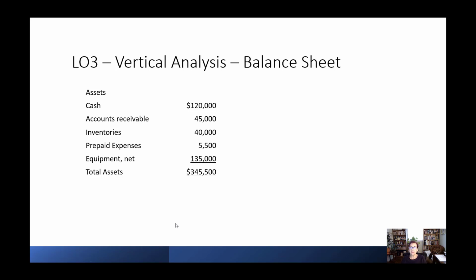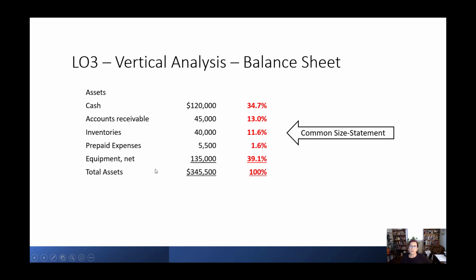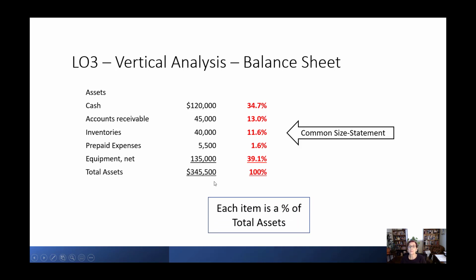So vertical analysis works differently depending on whether you're looking at a balance sheet or an income statement. So let's look at both of them. This is the top half of our balance sheet, a simple balance sheet. It shows our assets. And we're going to look at the vertical analysis. Now, vertical, remember, is up and down. So these are all of the percentages that each of those items represent as a percentage of total assets.